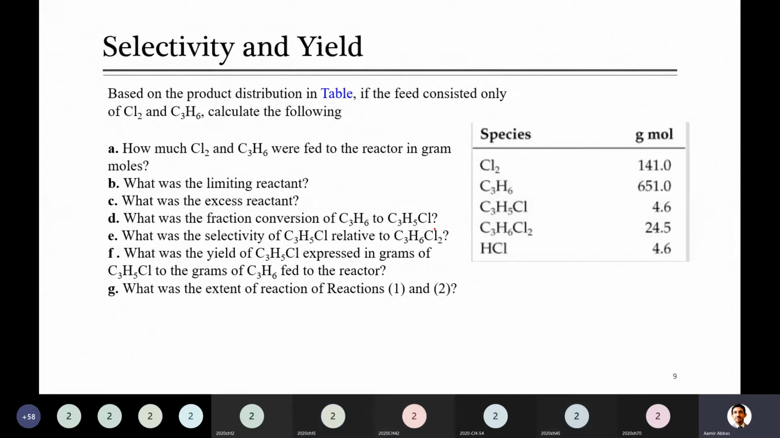Yes, sir. For conversion, fractional conversion: number of moles fed over number of moles actual. Number of moles reacted over number of moles fed. Just input. Yes, sir. Basically, number of moles reacted over number of moles entering the system.